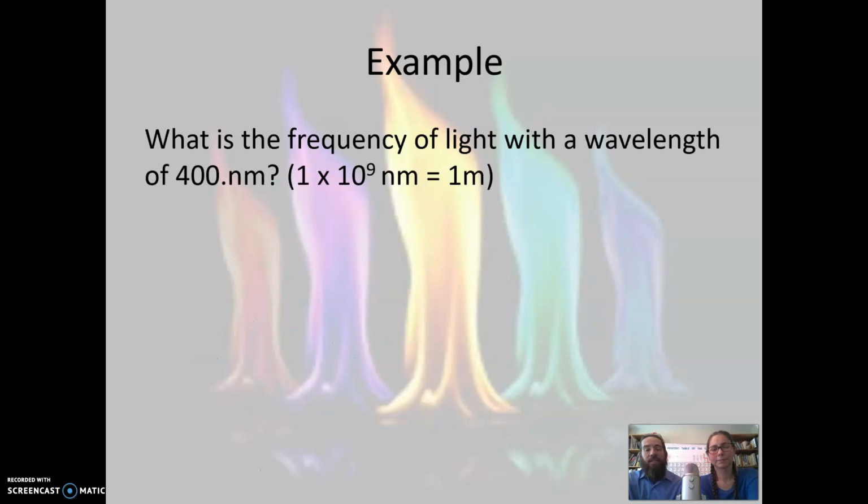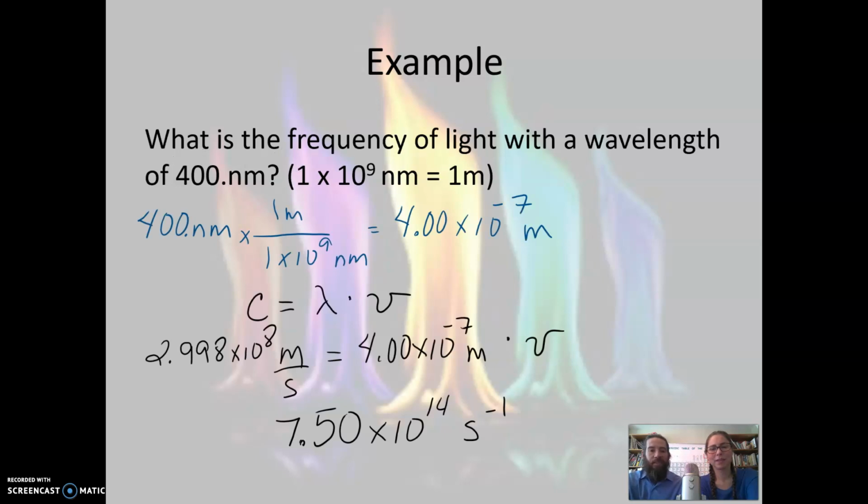In this example, probably more common, they want to know the frequency of light with a wavelength of 400 nanometers. So the first step is converting from nanometers to meters. We have your conversion factor here. You'll want to be able to do this. There's a lot of this type of conversion in this chapter. So the blue gives you your conversion from nanometers to meters. So your nanometers cancel. And we have 3 significant figures, so we're going to retain those 3. And then we use our formula for the speed of light and solve again for frequency.